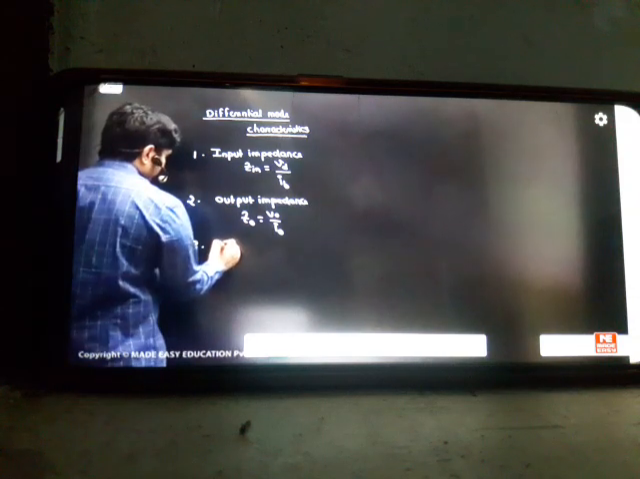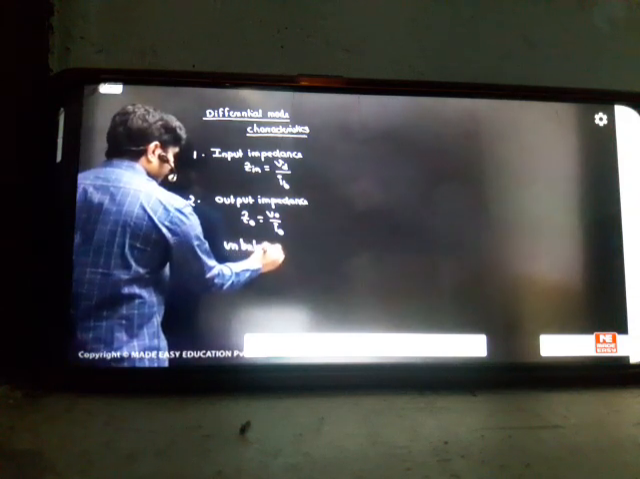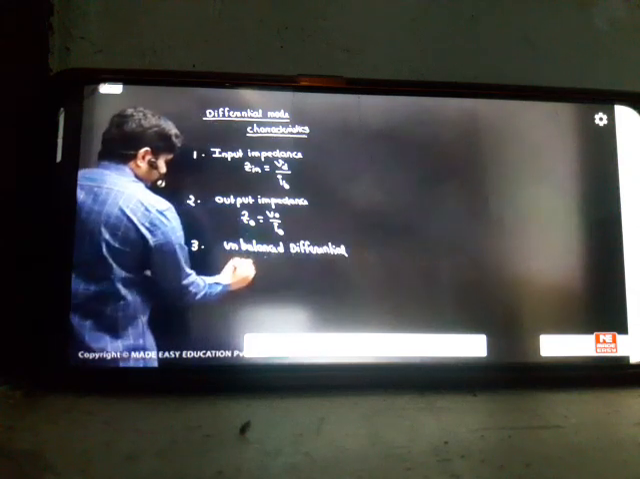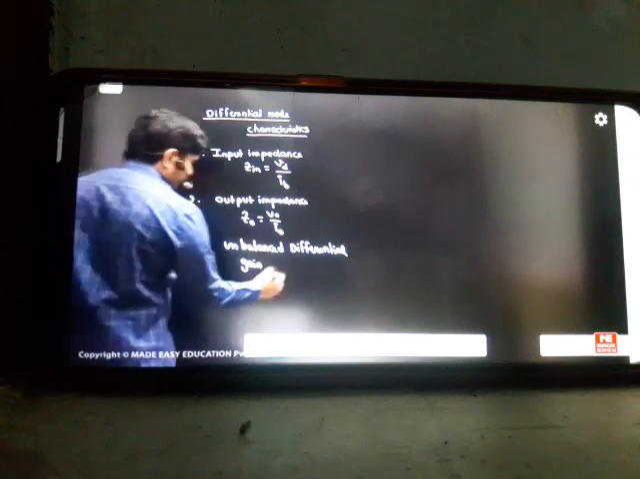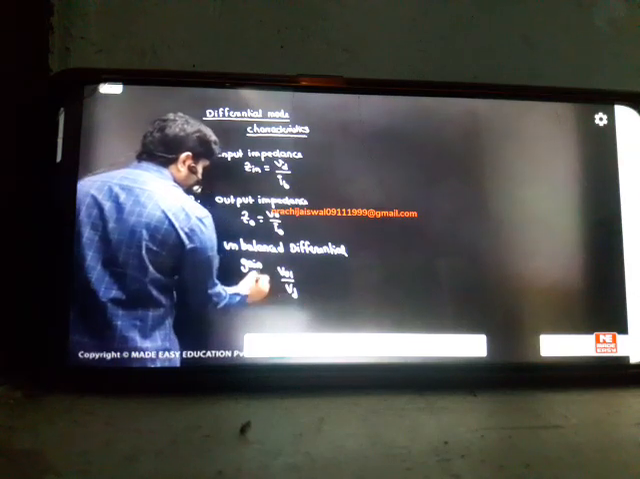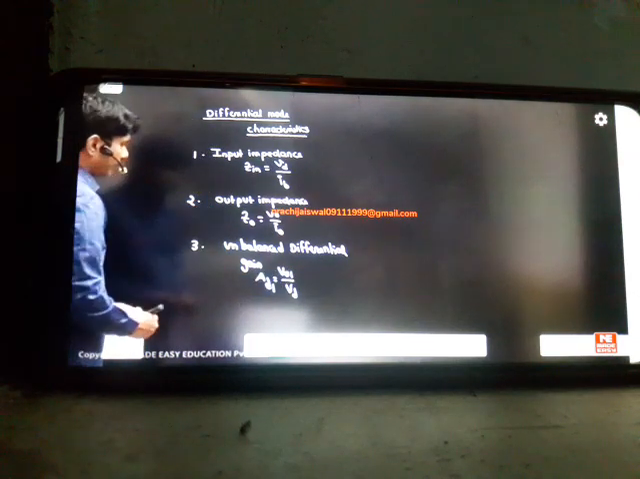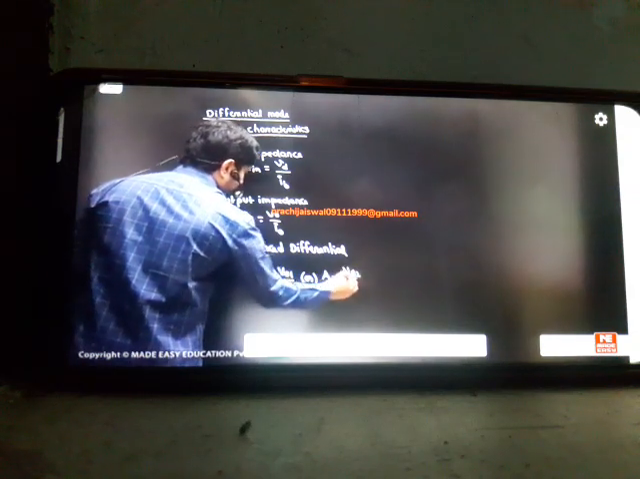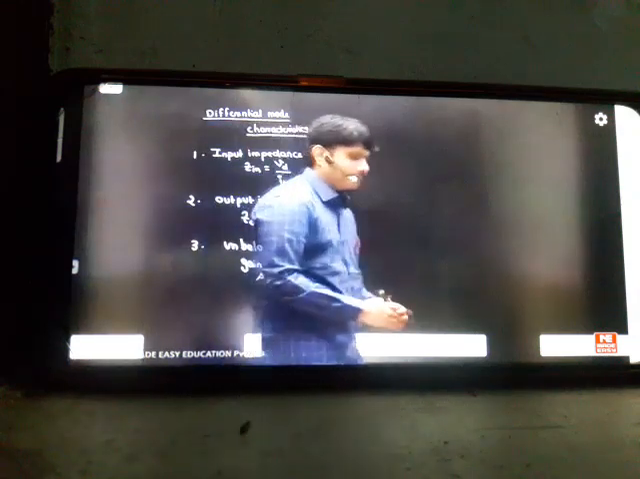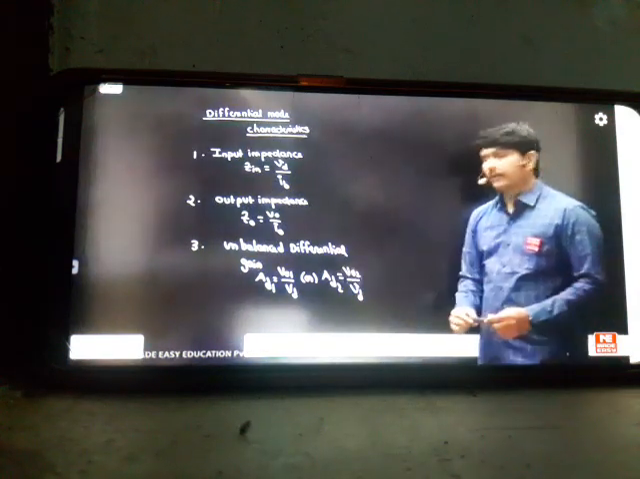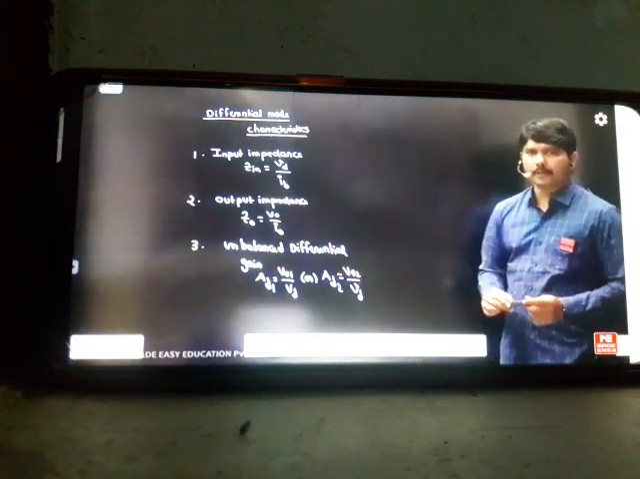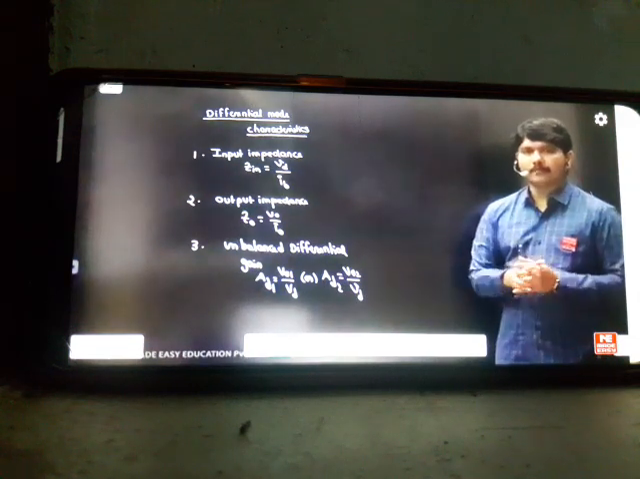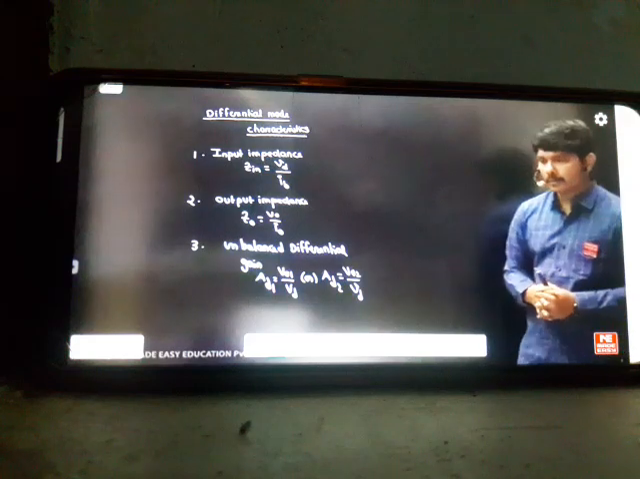Concept number 3, unbalanced differential gain. I can solve unbalanced differential gain in two ways. One is V01 divided by VD. This becomes your AD1; the first transistor's V01 effect we can solve. Or we can solve AD2, that is V02 divided by VD. Already I told you unbalanced means any one output we have to take. Input is always VD only, but outputs can change. So if someone asks at the V01 position, you can solve that gain; that is one unbalanced gain. And at V02, that is also an unbalanced gain. So these are the two unbalanced gains.